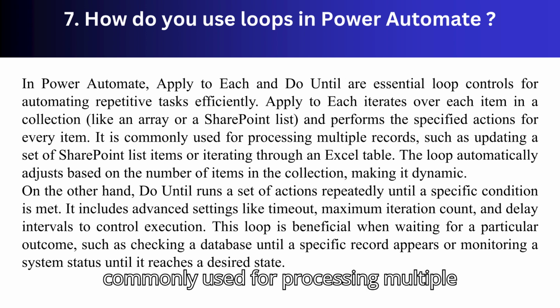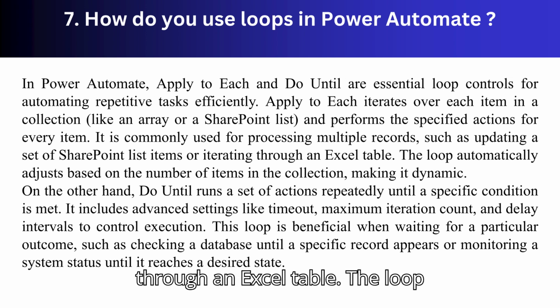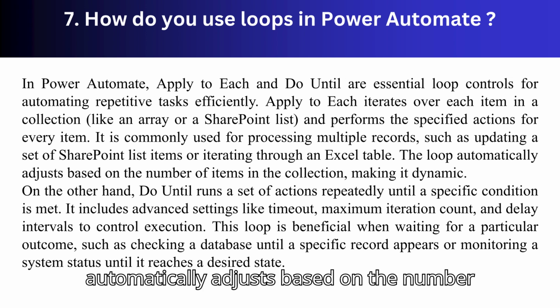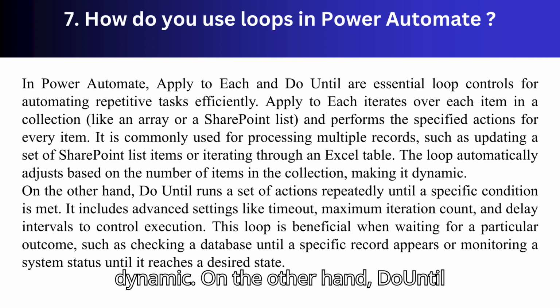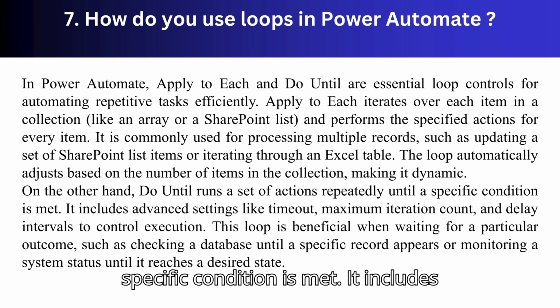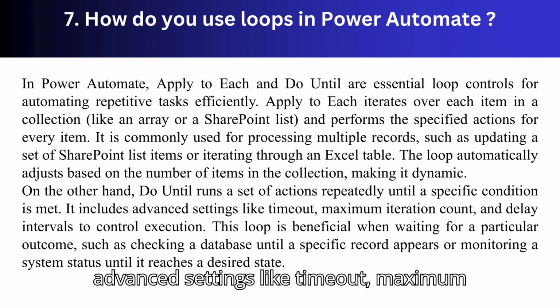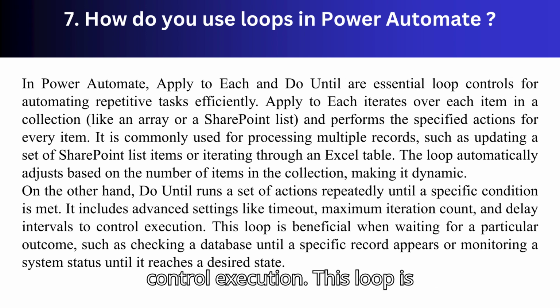It is commonly used for processing multiple records, such as updating a set of SharePoint list items or iterating through an Excel table. The loop automatically adjusts based on the number of items in the collection, making it dynamic. On the other hand, do until runs a set of actions repeatedly until a specific condition is met. It includes advanced settings like timeout, maximum iteration count, and delay intervals to control execution.